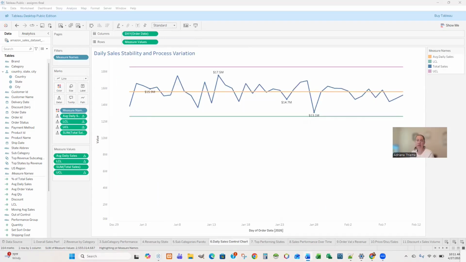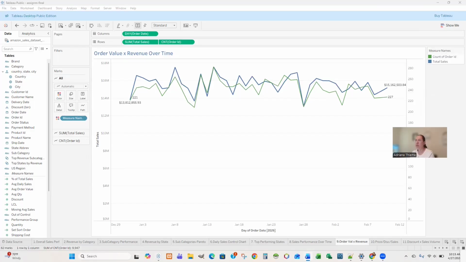This chart now is talking about daily sales stability and process variation. So we want to know if the daily sales are stable over time, or if there are statistically significant variations that indicate process instability or abnormality. This next chart will represent order value versus the revenue over time.